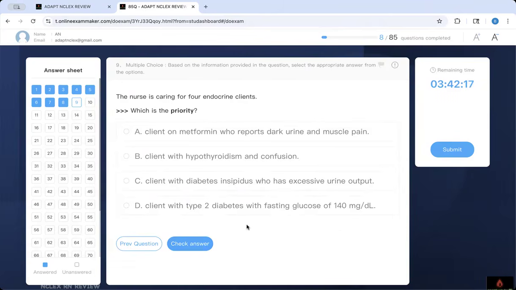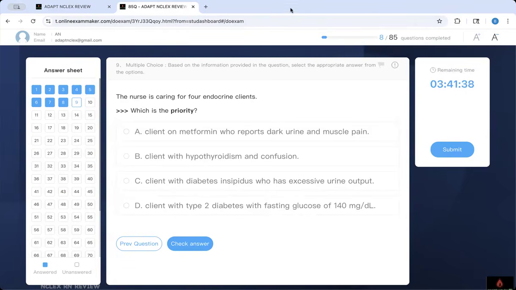Endocrine question. You can have endocrine prioritization. A client on metformin, what is the problem? Dark urine, muscle pain. A client with hypothyroidism has what? Confusion. A client with diabetes insipidus, excessive urine output. A client with type 2 diabetes with a fasting glucose of 140. All these prioritization questions are created to test your knowledge about content and the concept. And the exam will take this information and put meat around it and create their own question and use different language, but it's the same thing.